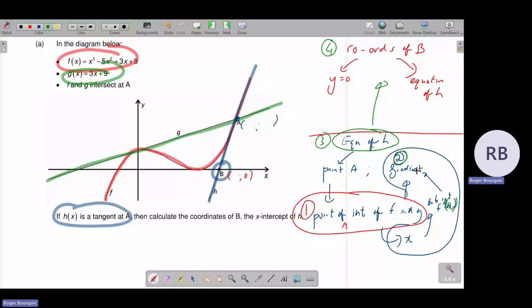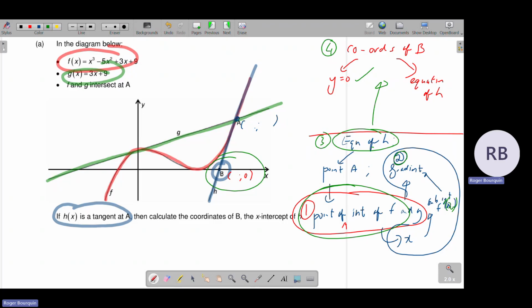Plan. We needed the x-intercept there, right? Okay, so to find the x-intercept, we know the y-coordinate is 0, so I need the equation of the blue line. To find the equation of the blue line, I need to know a point. How can I find the point? I'm going to find the point of intersection of the red and the green graph, right?